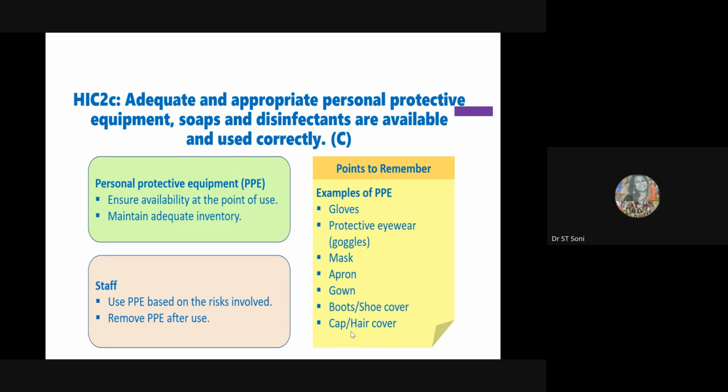And PPE consists of personal protective equipment. Everyone has faced the COVID time, so everyone is now aware of what personal protective equipment was. So gloves, protective gear, mask, apron, gown, boot, shoe cover, and cap or hair covers.